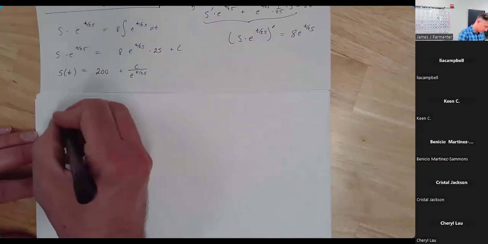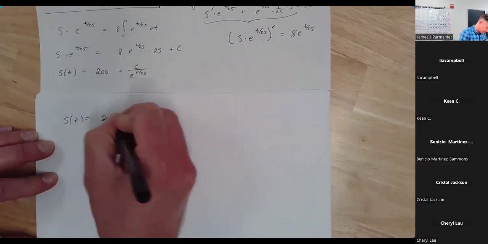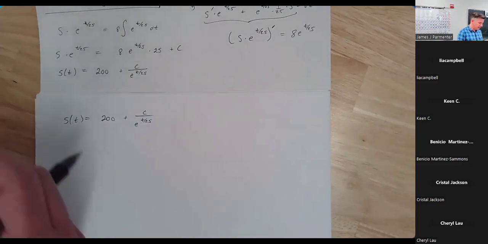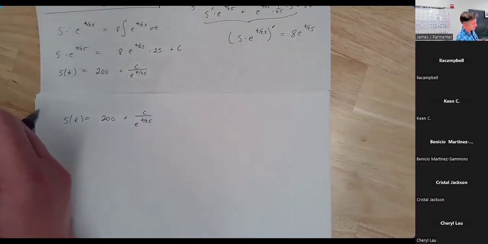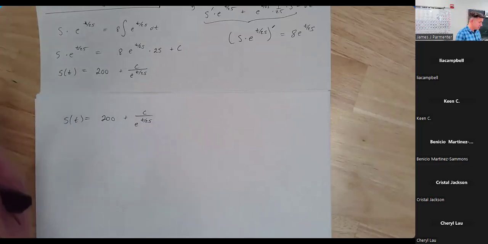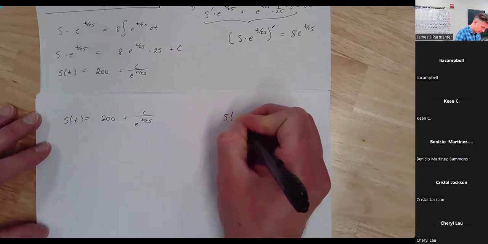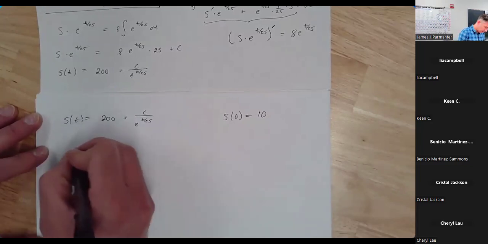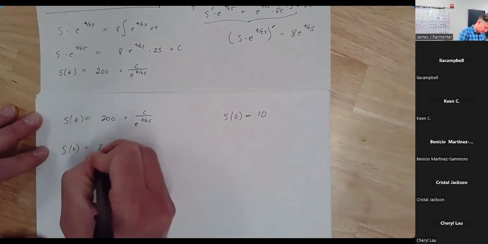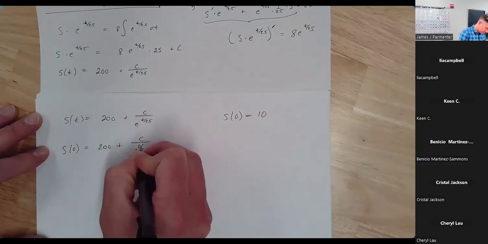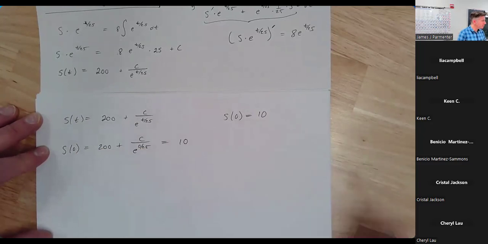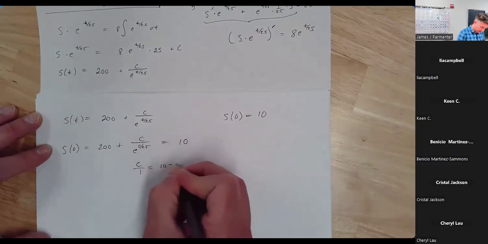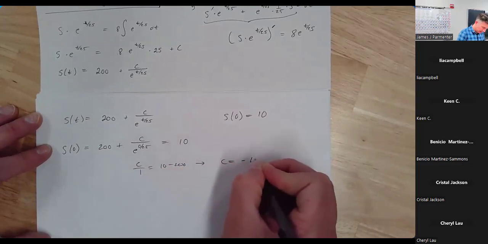So here's our general solution. S of t equals 200 plus C over e to the t over 25. Then if we go back and look at the question, they said the tank has 100 gallons of solution with 10 pounds of salt at the beginning. So that means that at time equal to 0, the amount of salt is 10. So we're going to plug in 0 for t and set that equal to 10. That means that C divided by 1 is equal to 10 minus 200. So C is equal to negative 190.